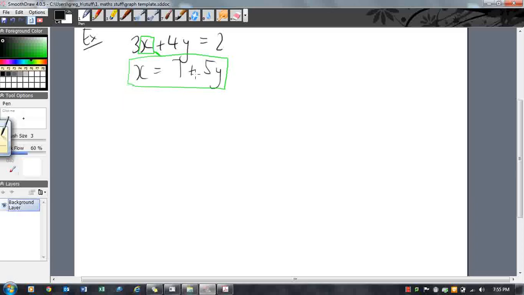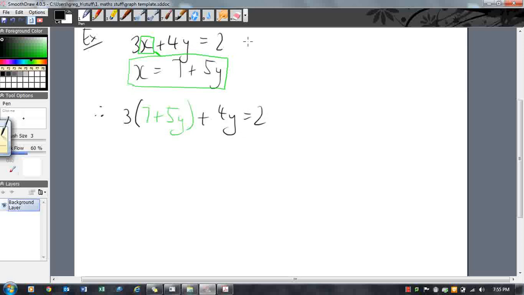Therefore, I'm going to rewrite this first equation, but instead of writing x, I'm going to write what x is equal to. So 3, in brackets, 7 plus 5y. That's what x is. X is equal to 7 plus 5y. And then I'll continue the rest of the equation: plus 4y equals 2.